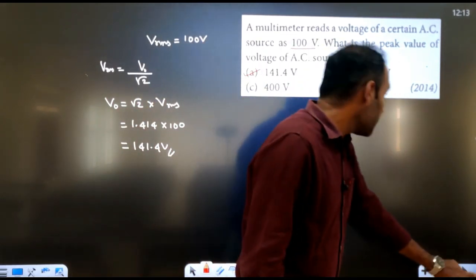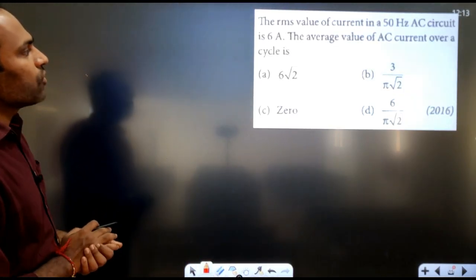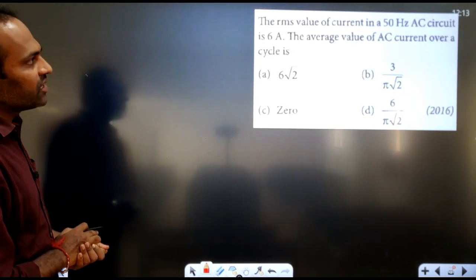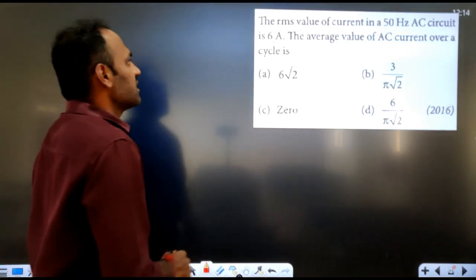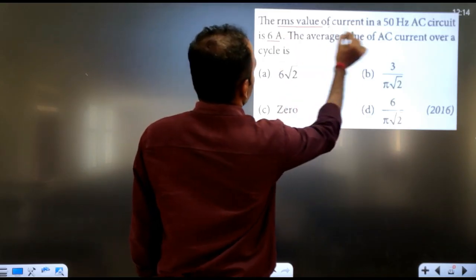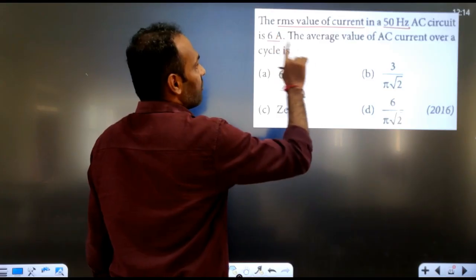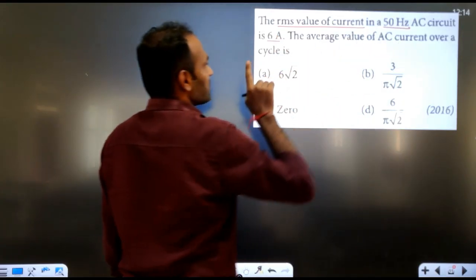Let us go to the next question then. 2016 KCET question. The RMS value of current in a 50 hertz AC circuit is 6 ampere. Here they have mentioned the RMS value, the RMS value of current. Frequency is given, RMS value of current is given. Average value of AC current over a cycle is.